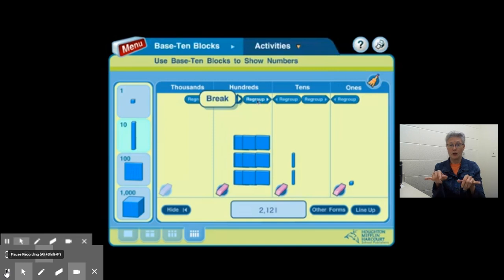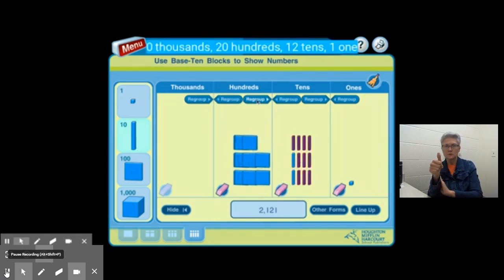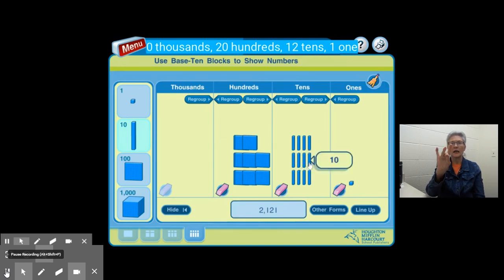We can also regroup hundreds into tens. So I just took 100 and I regrouped it into 10 tens. So now we have 1 ten, 2 tens, 3 tens, 4 tens, 5 tens, 6 tens, 7 tens, 8 tens, 9 tens, 10 tens, which is the same thing as 100. Plus, we have the 2 tens that were already in the tens place value.